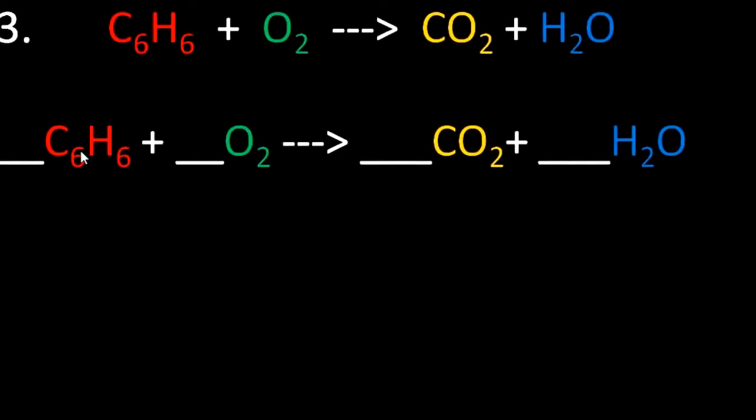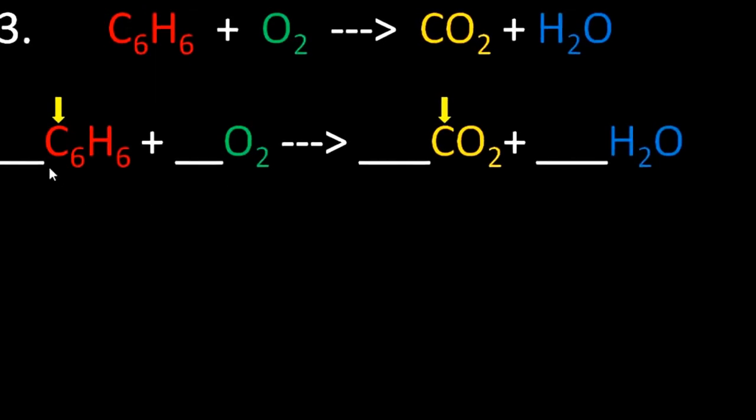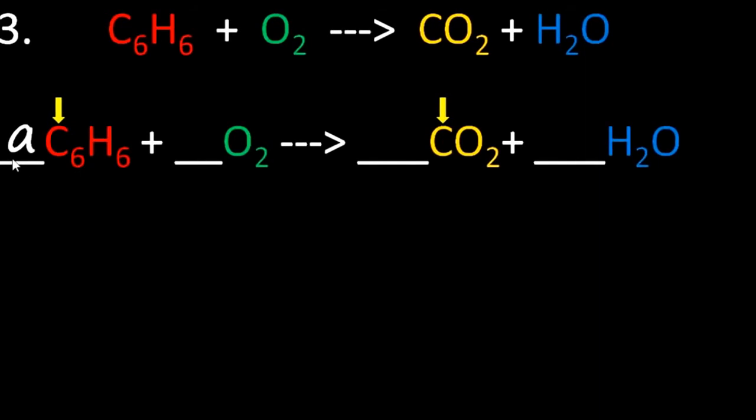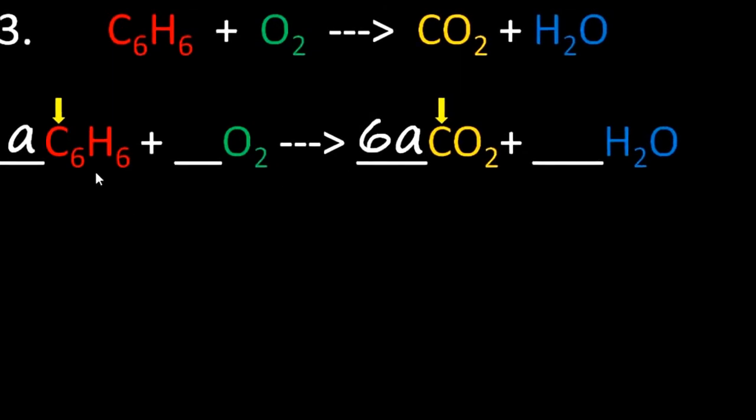Here in step 1, we can select carbon because it appears once at the left and right side of the equation. Since there are more carbon atoms at the left side than at the right, we will put letter A here. Now we have 6A carbon atoms. To balance that, we will put 6A here and carbon is balanced. Another element that can be selected is hydrogen. Its symbol appears once here and here.